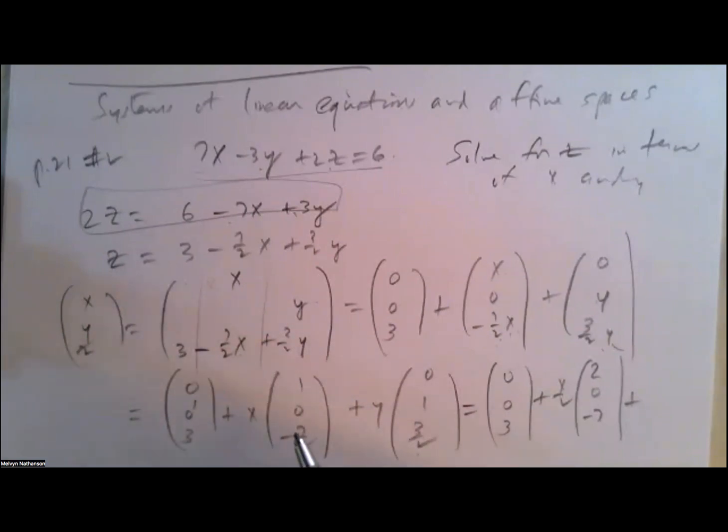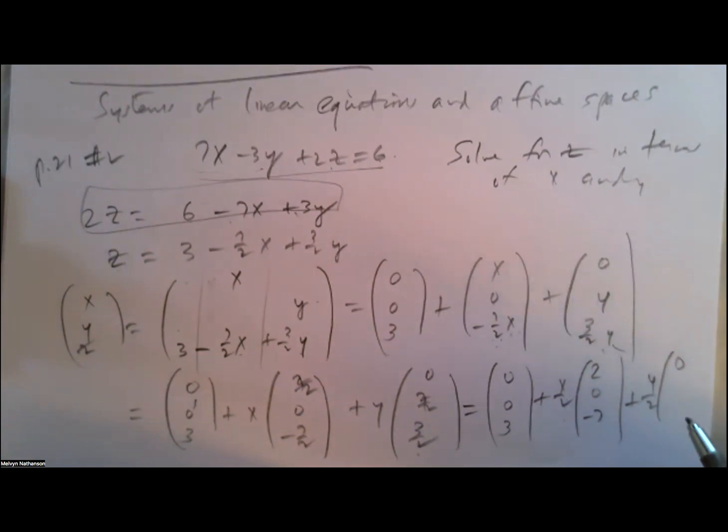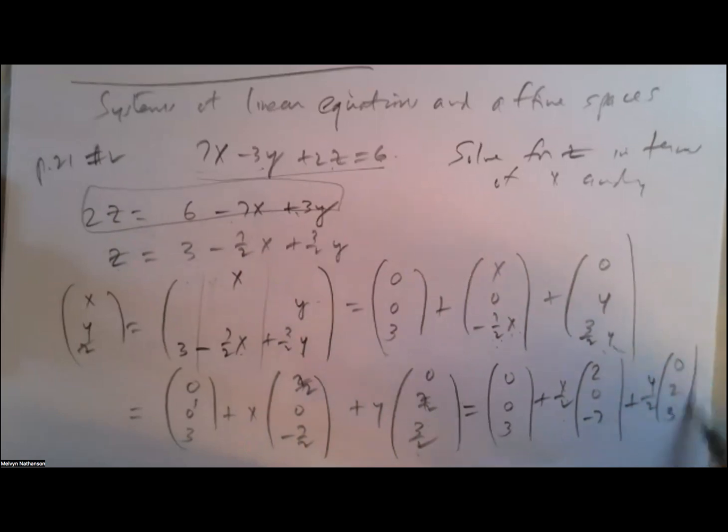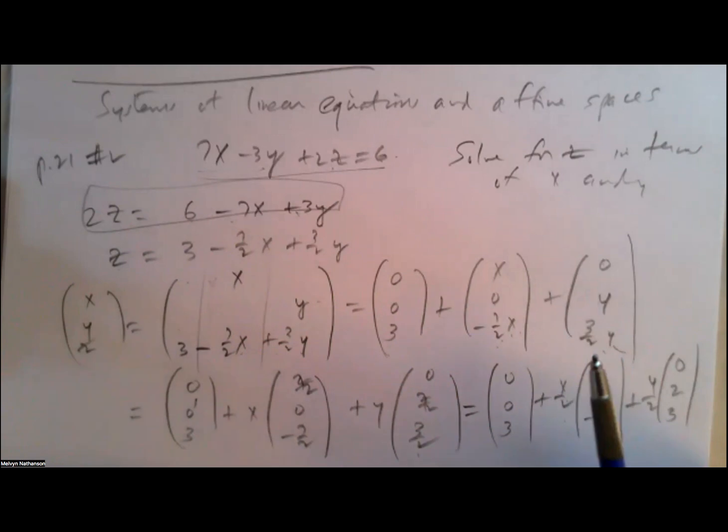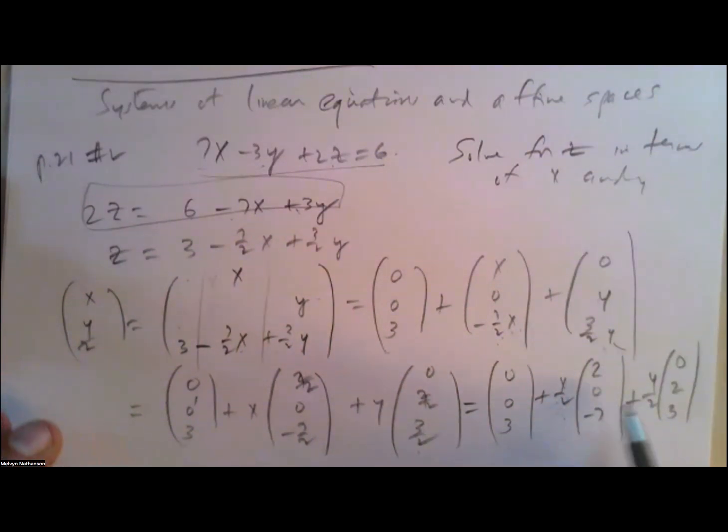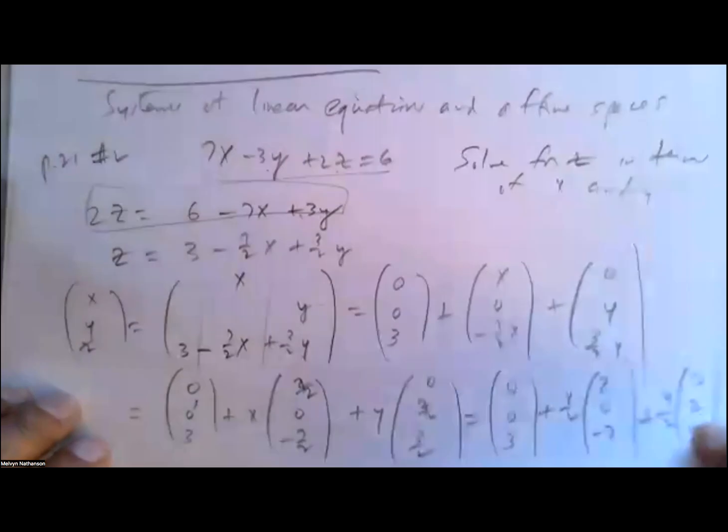Or I could write this as, if I think of 1 as 2 over 2, I could factor out a half. I would get x over 2 times 2, 0, minus 7. I think of this as 2 over 2, and I factor out a 2. I get y over 2 times the vector 0, 2, 3, for any x and y. And if x and y can be anything, the same is true for x over 2 and y over 2. So let me just write this over here.